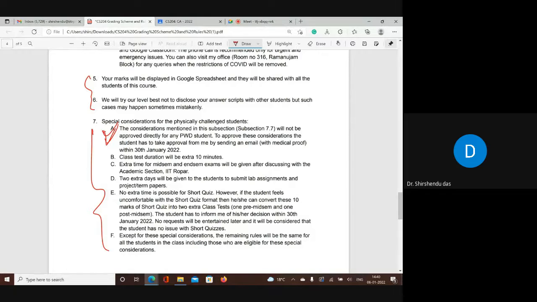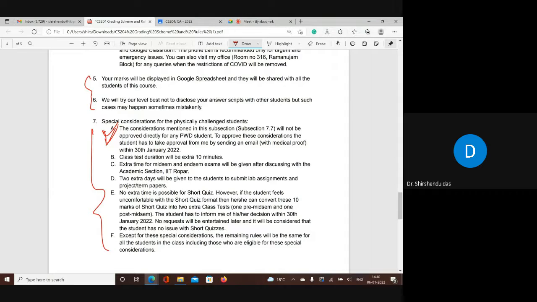So what are those special considerations? You can start from point B. For class test, I will give you extra 10 minutes. For mid sem and end sem, I'll give you extra time, but how much extra time, I'll disclose only after discussing with the academic section, because as I have already mentioned, all the rules for these two exams are decided by the academic section, so I'll discuss with them. But yes, there will be some extra time given to you. Two extra days will be given to you for submitting an assignment, lab assignment, project, term paper, etc.